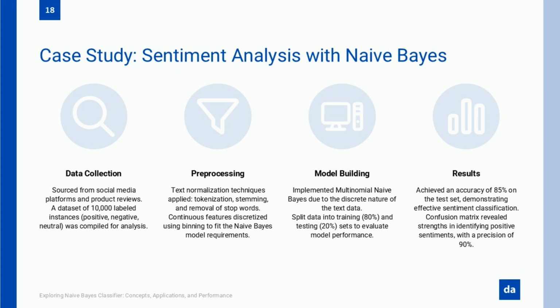Once the data is ready, it is split into training and testing sets. Typically, 80% of the data is used for training and 20% for evaluation. Since sentiment analysis deals with word frequencies, the multinomial naive Bayes classifier is chosen as it models the probability of words appearing in different sentiment categories. The trained model is then evaluated using accuracy, precision, recall, and the F1 score. In a well-optimized setup, sentiment classifiers using naive Bayes can achieve 85% accuracy or higher, making them a valuable tool for businesses seeking to gauge public perception.